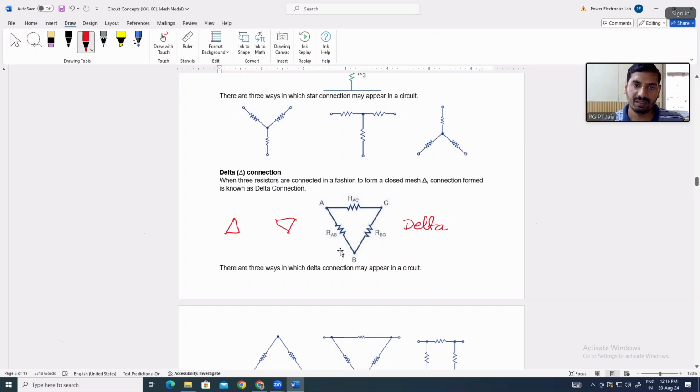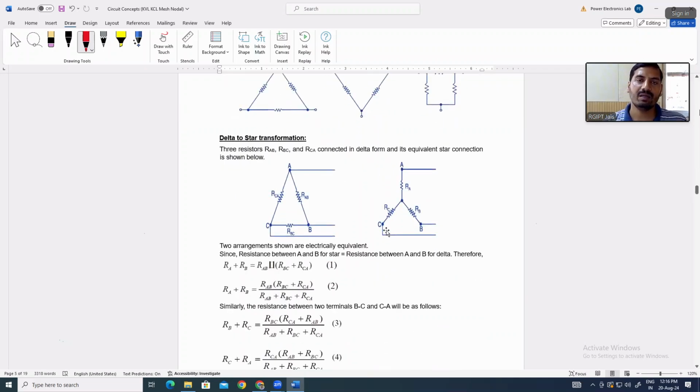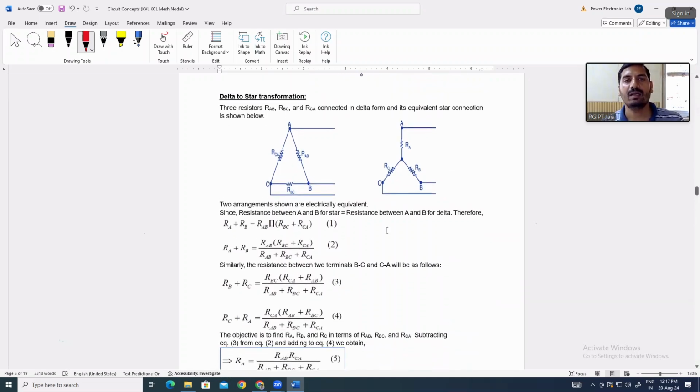Resistance between A and B is RAB, resistance between B and C is RBC, and resistance between C and A is RAC. In place of resistance, in some questions you can also find inductors and capacitors. So any passive element can be connected in a star or delta. You will find star-delta circuits in various complex circuits.